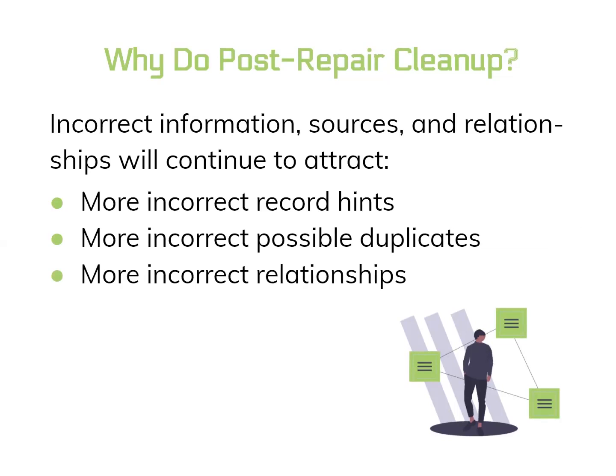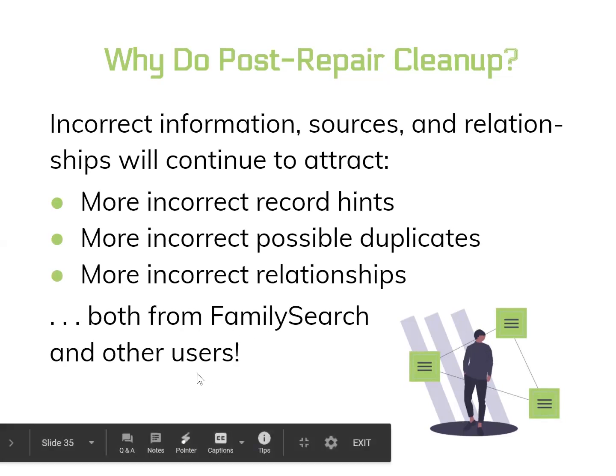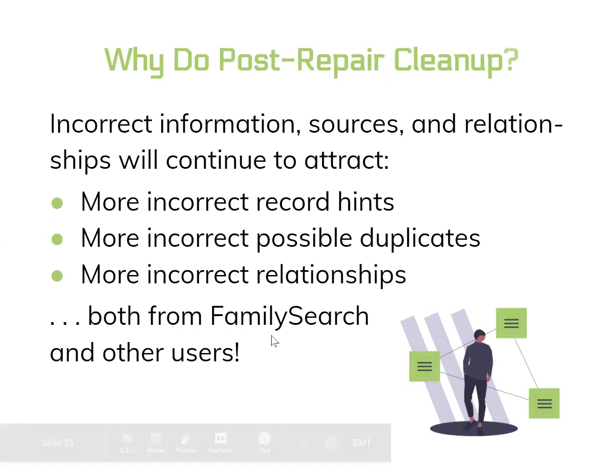Now, after you've put all your hard work into sorting out this record, it would be a bit like this. Oh, I forgot, I wanted to mention these incorrect hints and so forth will come both from FamilySearch and from other users. So FamilySearch's hint algorithms and duplicate hinting relies on the information on the person page. It has to. There's no other way for it to work. And so when we've got bad information on the page as the result of a bad merge, well, then FamilySearch is going to give us bad data, and other users are going to see that, and they are going to add more incorrect information as well.